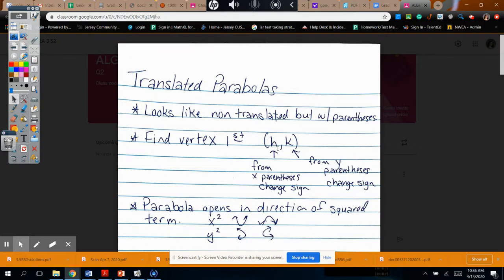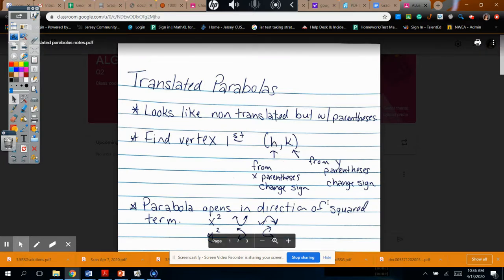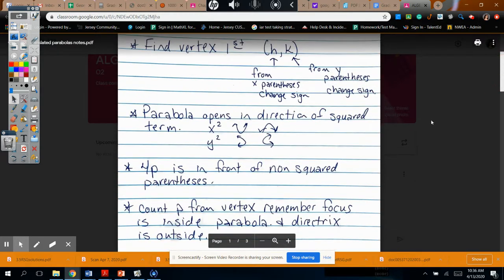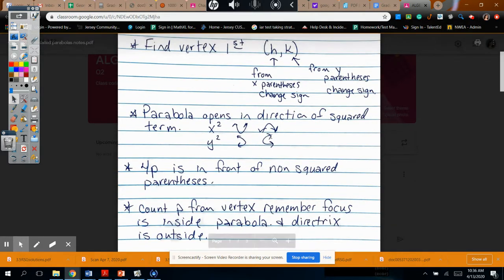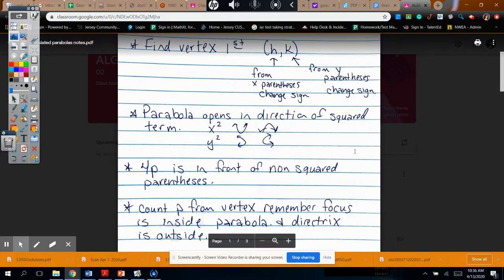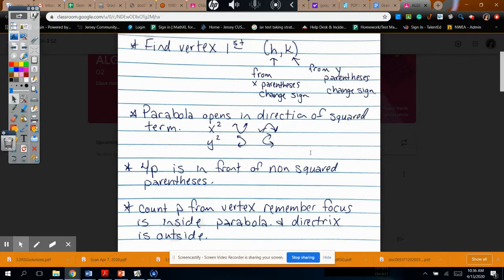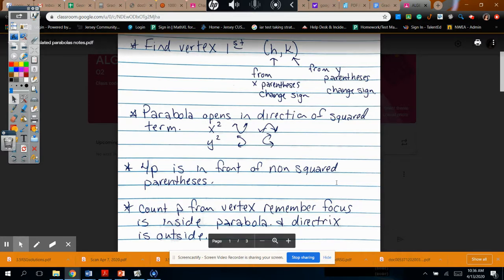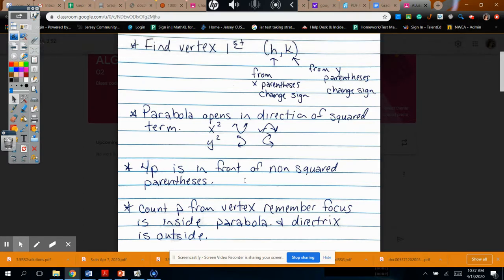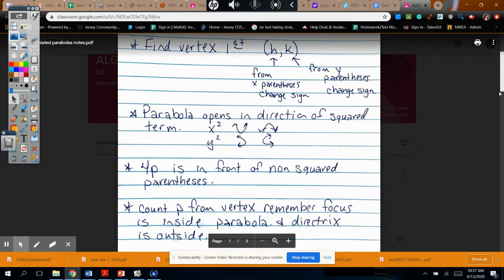Now, after you figure out what is squared, then on the side, you'll do a little sketchy McSketcherson to see which way it's going to go. x squareds go up or down, and y squareds go left or right. So a little sketch, because then what you will do is you'll find the 4p. The 4p is going to be in front of the non-squared parentheses. And if you remember, the p will tell us how far away the focus and the directrix are. And you're just going to count it from the vertex.